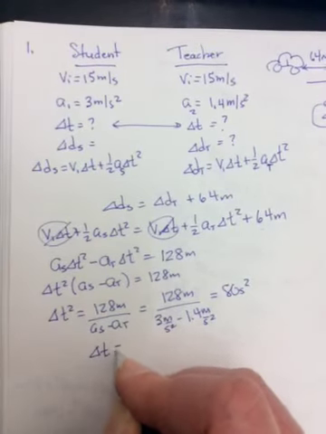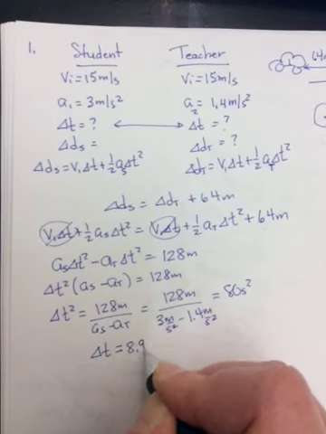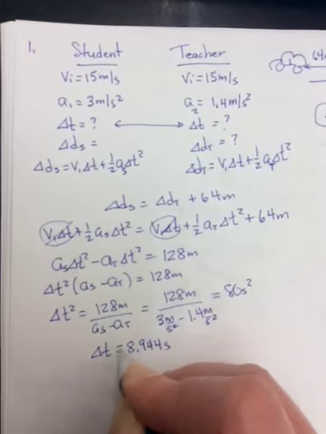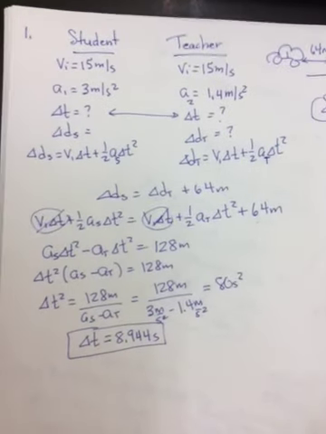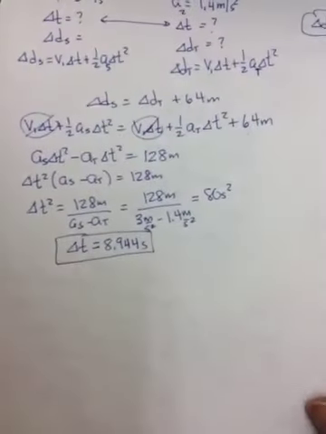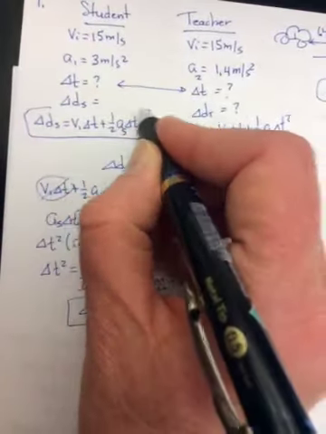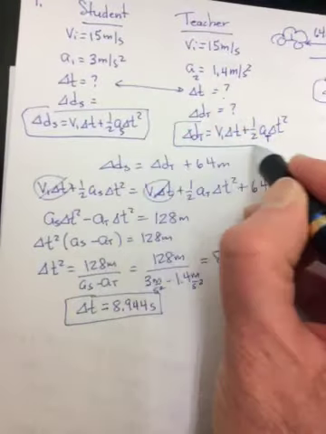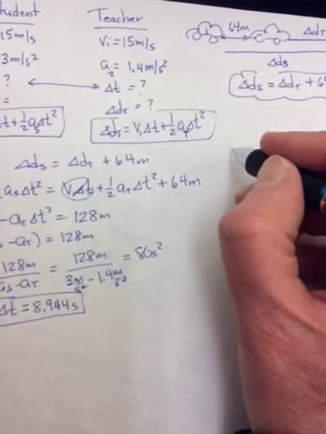Take the square root. Delta T should be 8.944 seconds. That's how long it takes. Second part of the question says how far has each traveled. So now you need to take this 8.944 seconds, fill it in for the student, fill it in for the teacher. And if they end up being 64 meters apart, then you did it right.